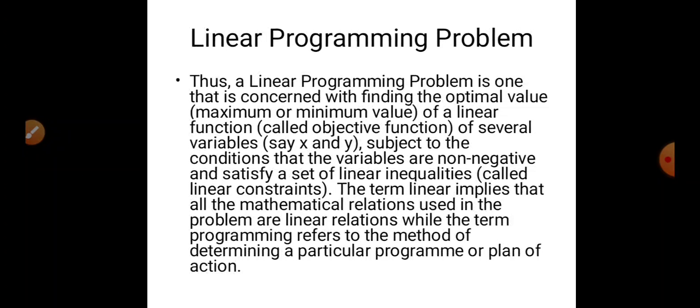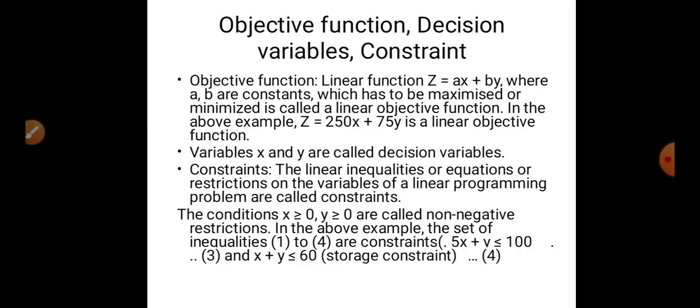Before that, after all the discussions, these types of problems are called linear programming problems, in which we have to maximize or minimize something: maximize profit, and minimize cost or use of resources. The objective function, which we have already written in this question, is 250x plus 75y. So what is an objective function? A linear function z equals ax plus by, where a and b are constants, which has to be maximized or minimized. It's called a linear objective function, which we have already discussed.